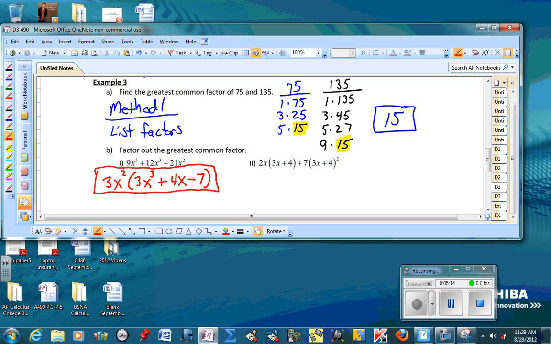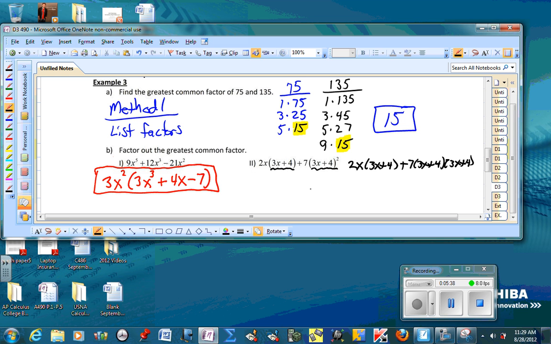Example 4, it might help to look at this problem. We recognize there's a factor of 3x plus 4 in each term. Well, it might help if we write it the longer way. 2x times 3x plus 4 plus 7 times 3x plus 4 times 3x plus 4. Remember, when we square a quantity, that means we're multiplying by itself.